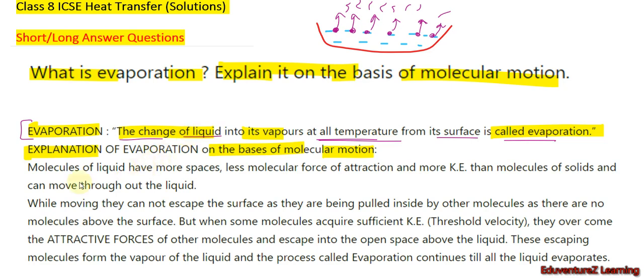So here is the answer. Molecules of a liquid have more spaces, less molecular force of attraction, and more kinetic energy than molecules of solids and can move throughout the liquid. So it is saying that if we are having a liquid in a container, then the separation between two molecules is more as compared to solids. And they also have less force of attraction between each other, but they have more kinetic energy.